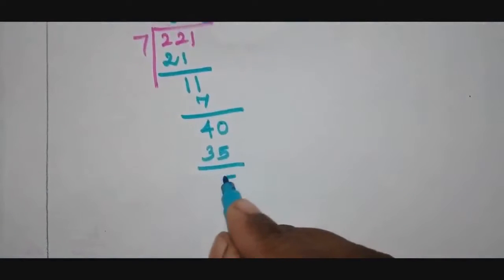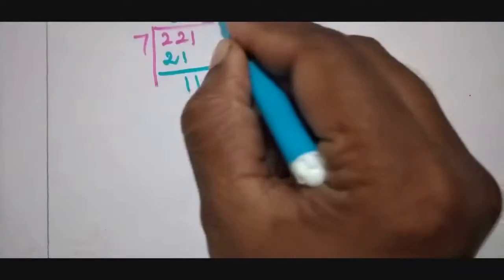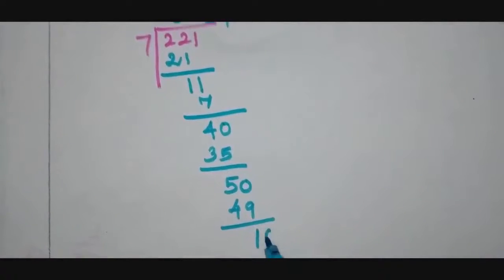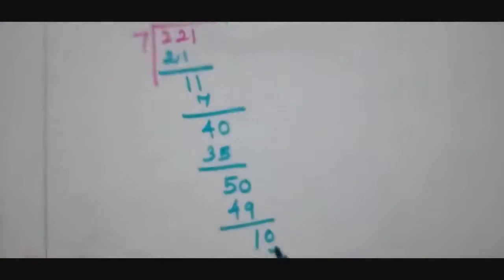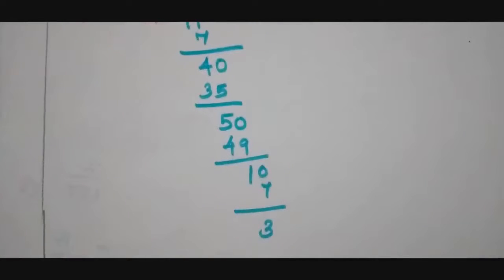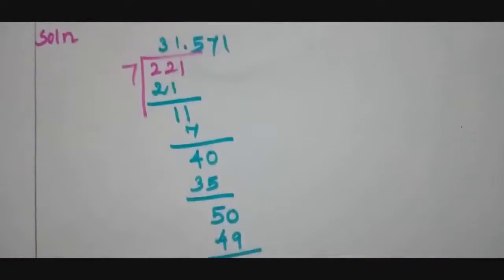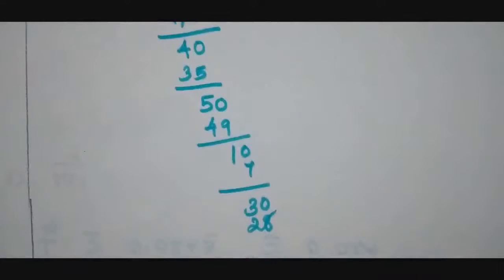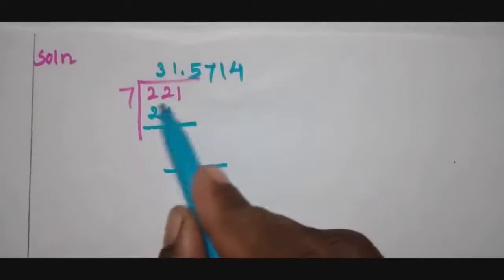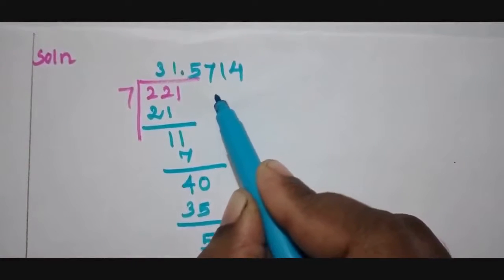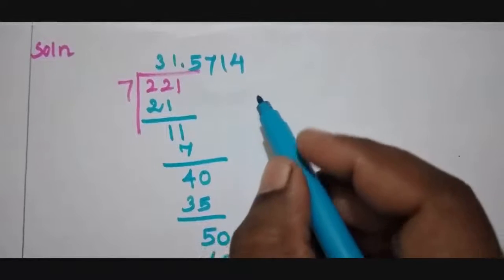Yes, very good, 5. You can add 1 0. Now 7 sevens are 49. 50 minus 49 is 1. Add 1 0. 1 7 is 7. Remaining 3. Add 1 0. 4 7s are 28. 30 minus 28 is 2. So now we reached 4 decimal points. We have to round off to 3 decimal points only. So you can stop it here itself.